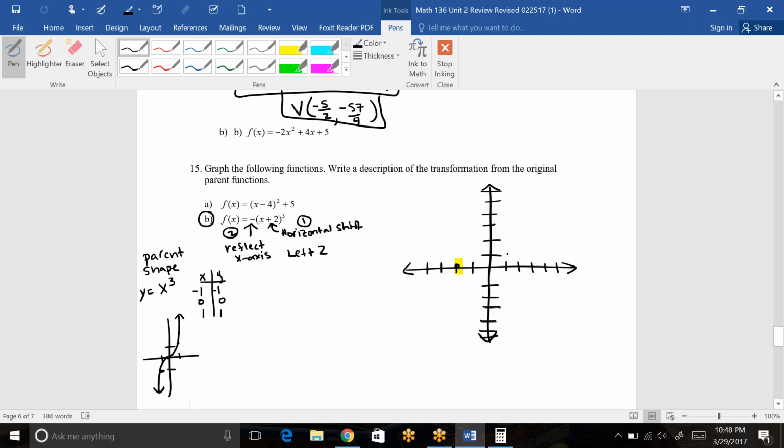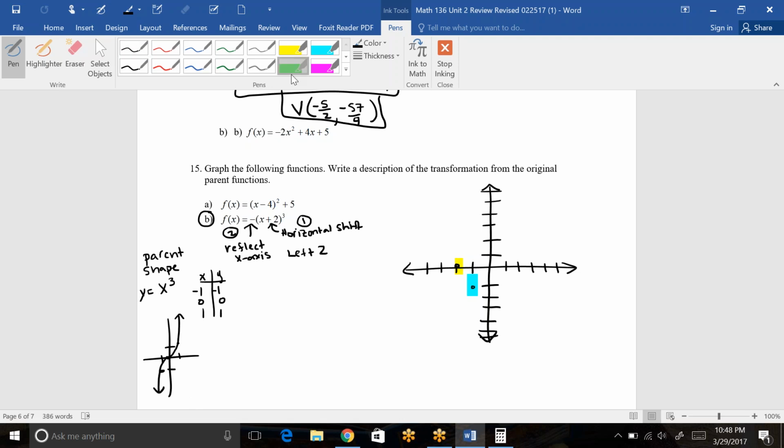I had a point at 1, 1. That was one of my points on my original parent. So here I am at 1, 1. Okay, so I go left 2. This can be reflected over the x-axis. It will reflect down into that spot. So notice that's my point that used to be right here. And then -1, -1 was my third point.